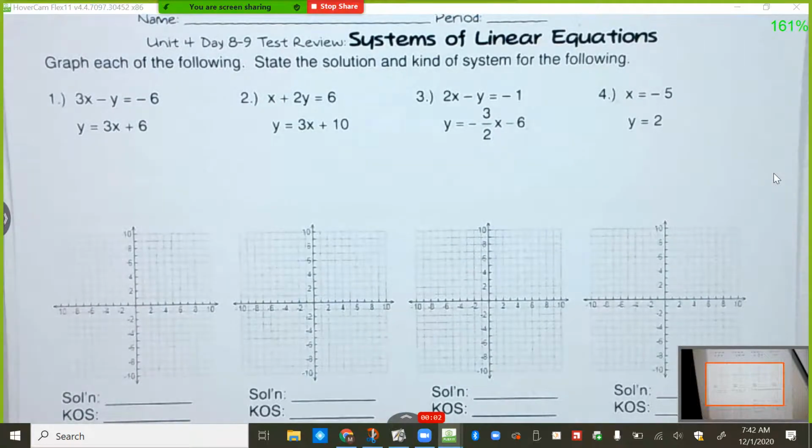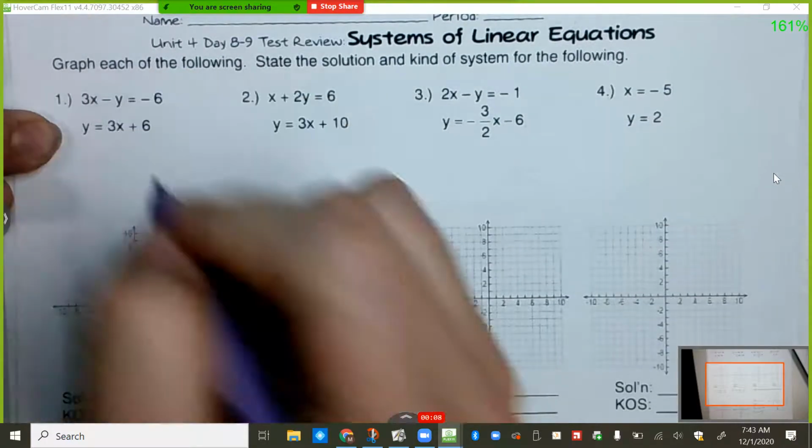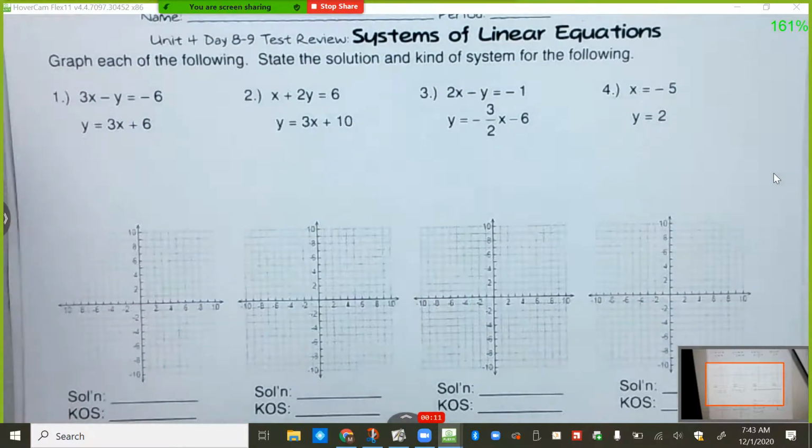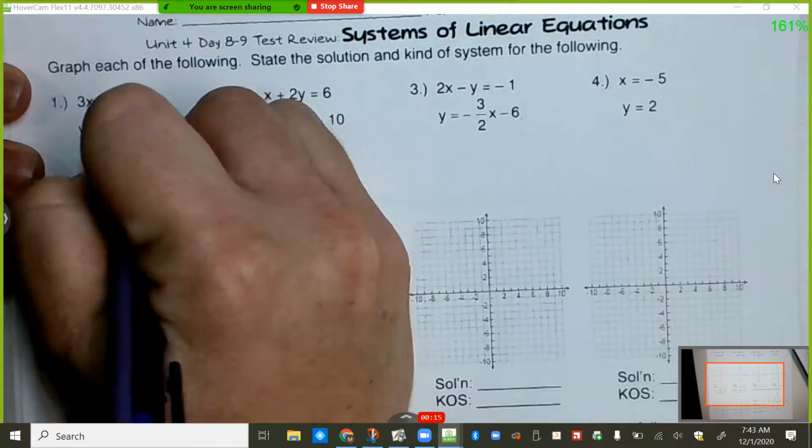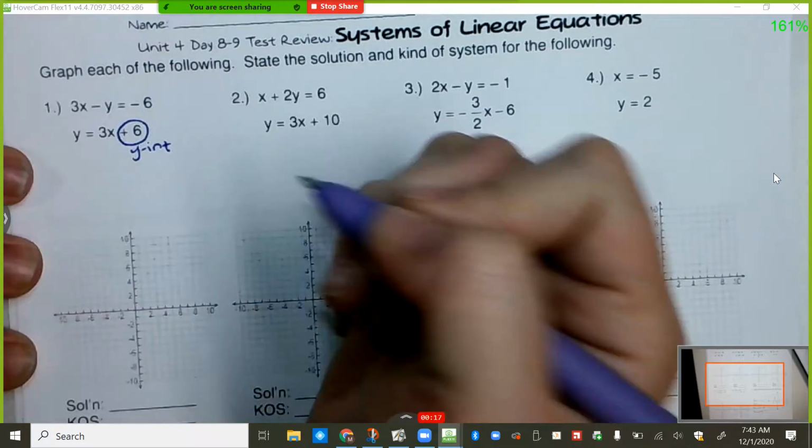Okay, this is the Unit 4 test. 1 through 7 is graphing. So we're going to start with our equation that's already set up for graphing, which is y equals, slope-intercept form. We know that the number by itself is our y-intercept.